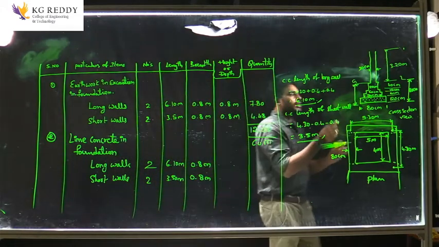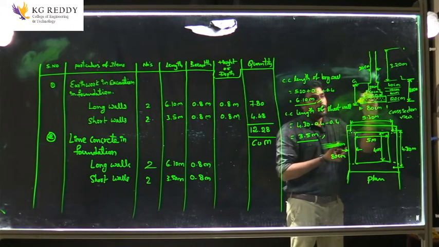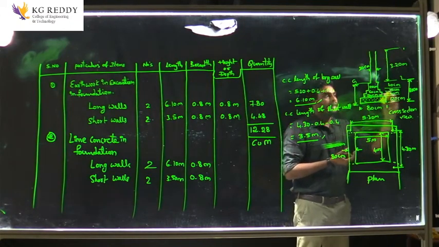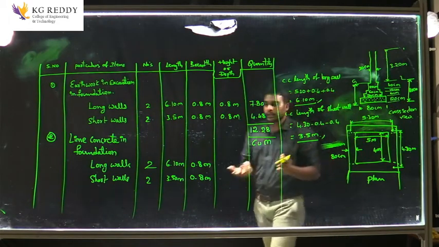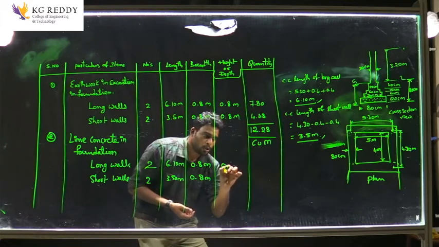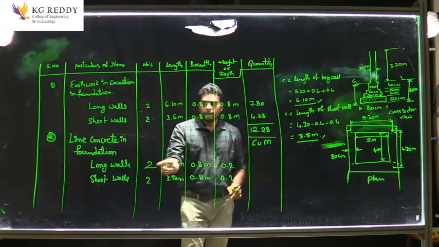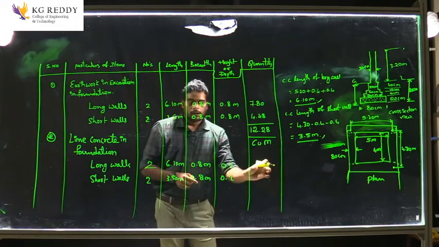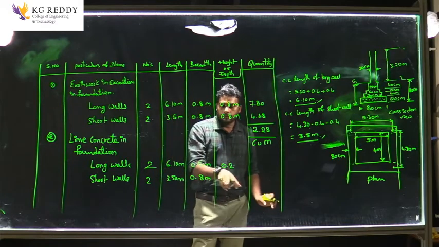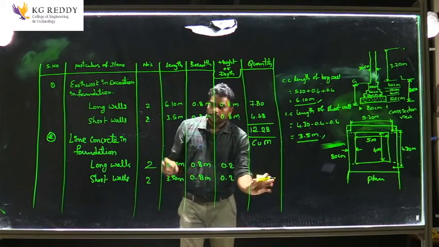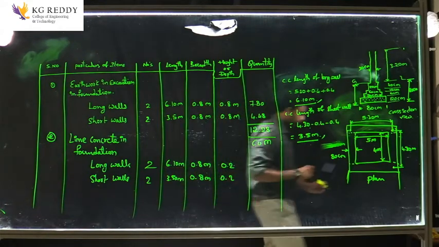Now we will consider only the lime concrete height. In the diagram it is mentioned as 20 centimeters, which converted into meters becomes 0.2. By multiplying these four, we get the lime concrete quantity in the long wall, and by multiplying these four, we get the quantity of the lime concrete in the short wall. So we will do the calculations.